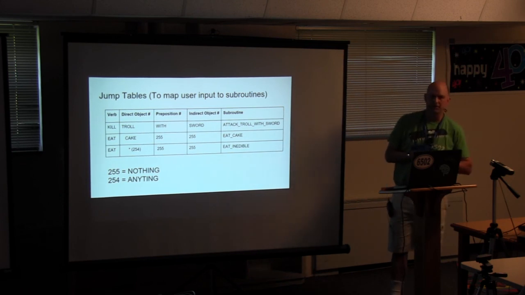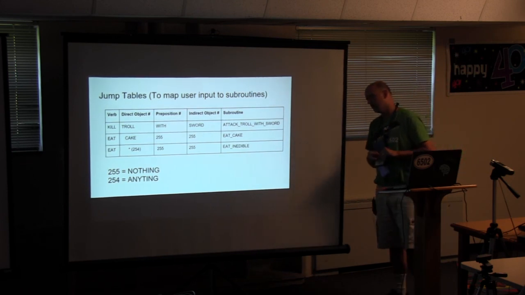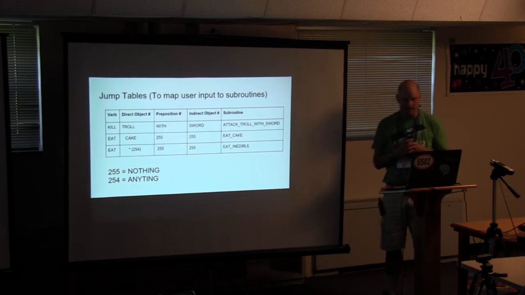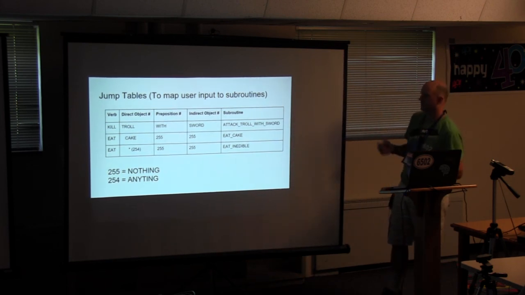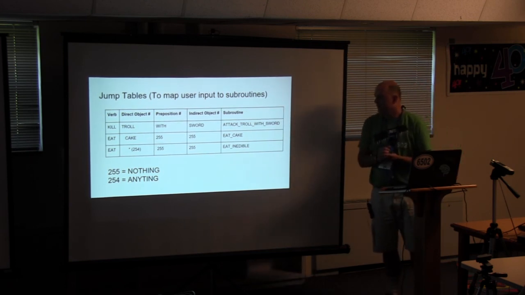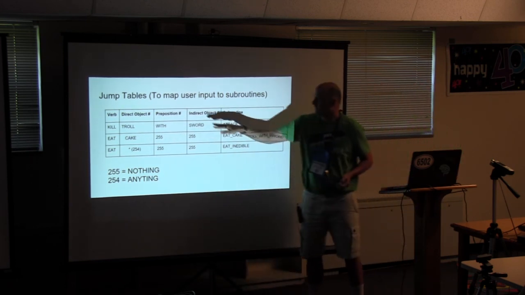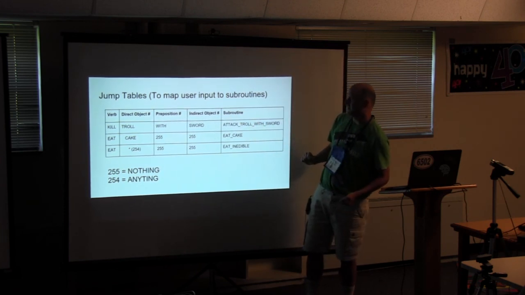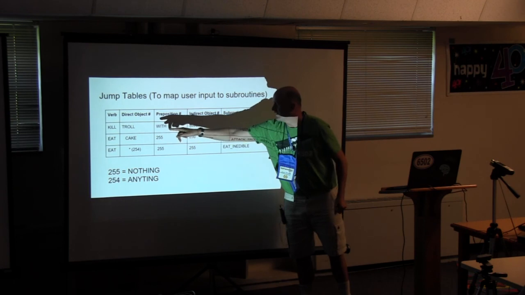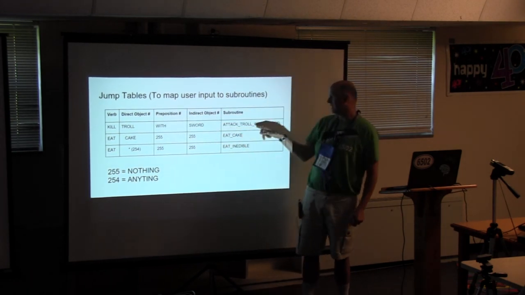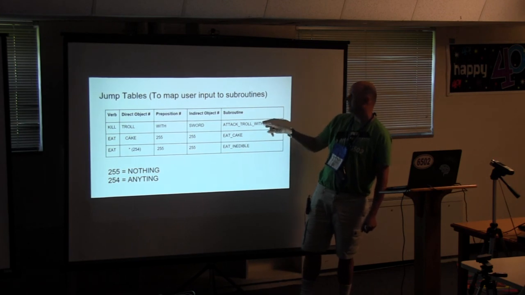You need another type of table. You need jump tables. So you're going to have your subroutines that carry out the special actions in your game, like kill troll with sword or whatever. Give something to Floyd. This is the point of having ID numbers associated with all of the possible input words. So if the verb is kill and the direct object is troll and the preposition is with, then call this subroutine.